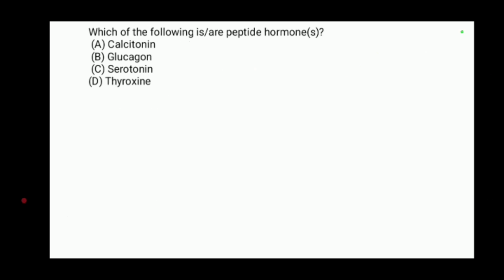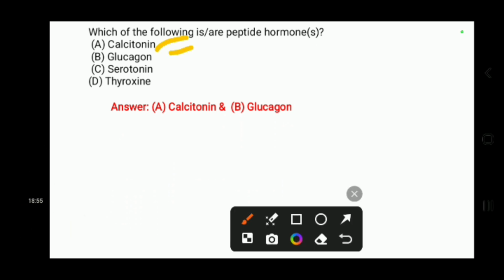Next question. Which of the following are peptide hormones? Option A, calcitonin. Option B, glucagon. Option C, serotonin. Option D, thyroxine. And the correct answer is option A, calcitonin, and option B, glucagon. Both calcitonin and glucagon are peptide hormones.